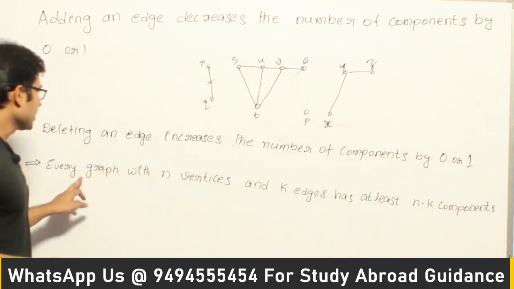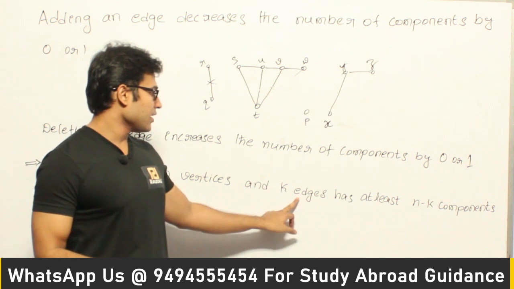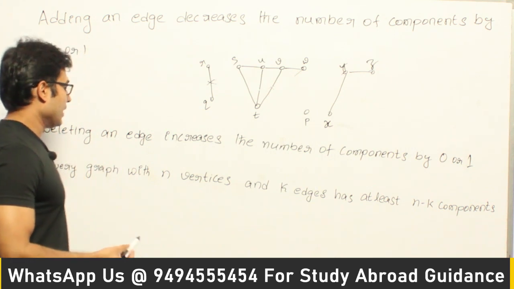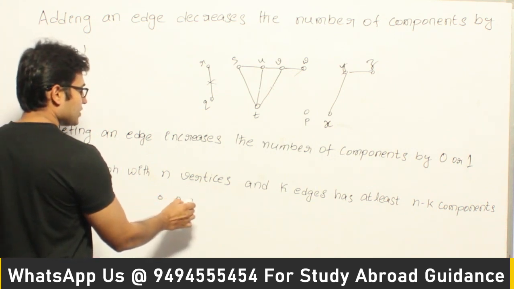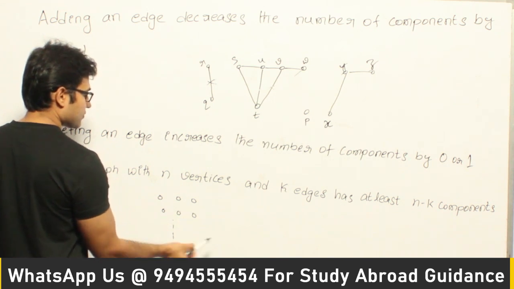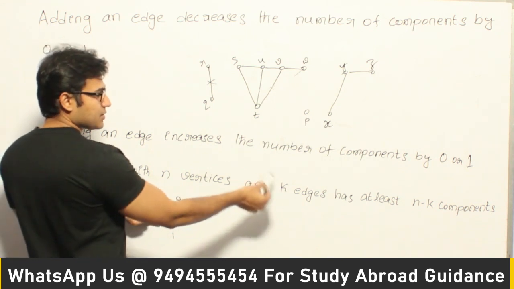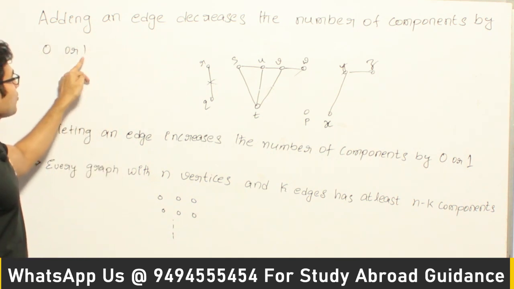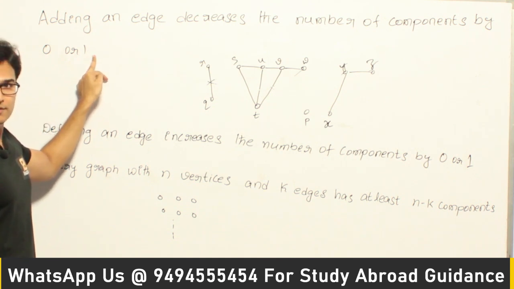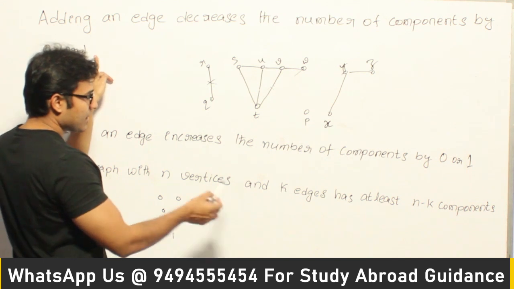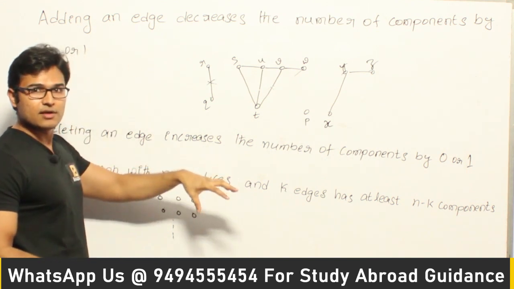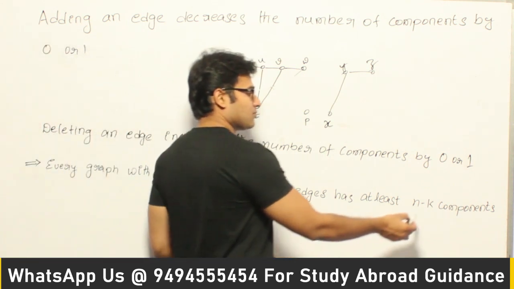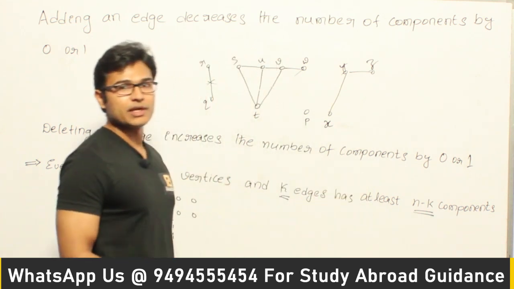Got it? And the next one is, every graph with n vertices and k edges has at least n-k components. How to prove this: assume that initially there are only n vertices, no edges, all n vertices. Now by adding every edge, we are going to decrease the number of components by 1 in the best case, right? Now assume that we are adding the edges in such a way that we are decreasing the components by 1 each time. Then by adding k edges, in the best case n-k components will be there at least.